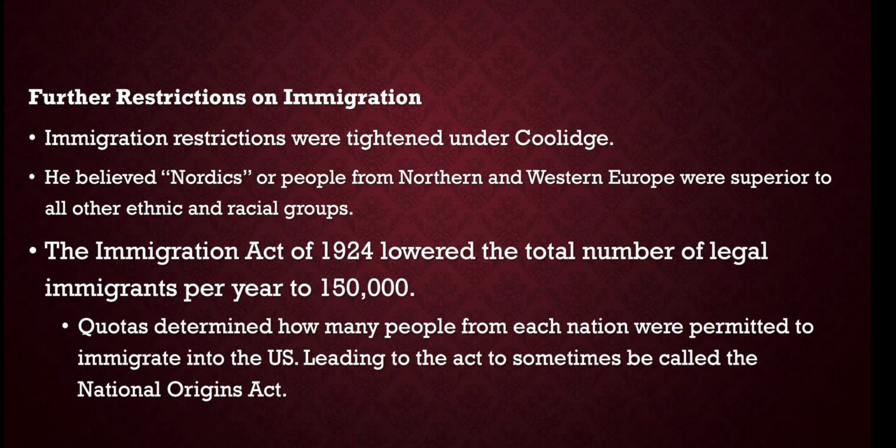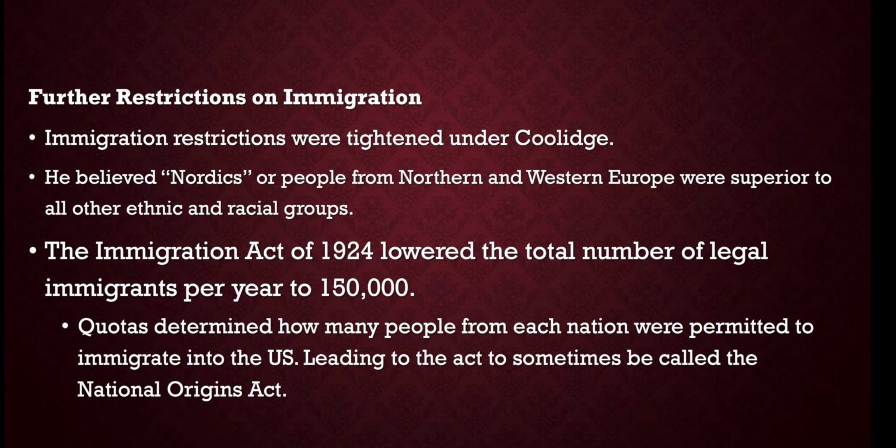Later on, when President Coolidge takes over after Harding, Coolidge also tightens immigration restrictions. He believes that what he referred to as Nordic people, so people from Northern and Western Europe, are racially and ethnically superior to every other group. Sounds a little bit like a guy from Germany that would be rising up at the end of this decade. And then under his presidency, he gets the Immigration Act of 1924 passed, which lowers even more the amount of immigrants that can enter into the country in a year to 150,000.